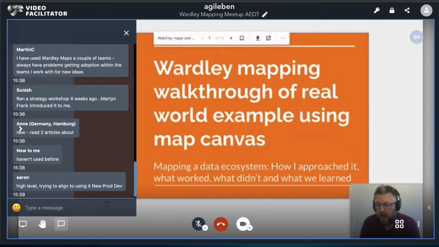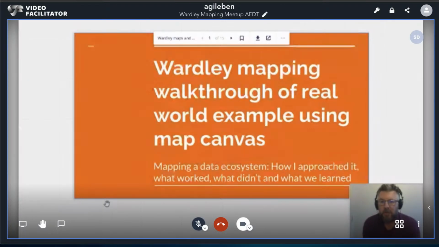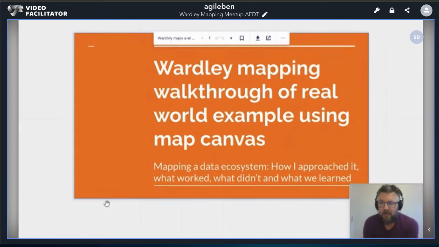So we had a scenario a number of years ago where Seek had grown through acquisition, and we had a more complicated data ecosystem that we had to think about and reason about and make some decisions around. So let's jump in.